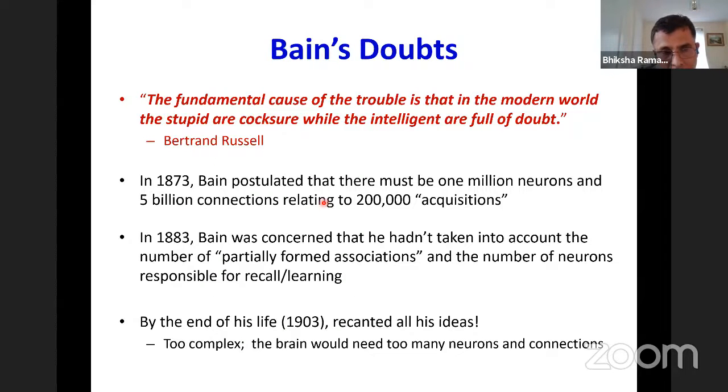And of course, he continued to be questioned. So here's the famous statement by Bertrand Russell: "The fundamental cause of the trouble is that in the modern world, the stupid are cocksure, while the intelligent are full of doubt."